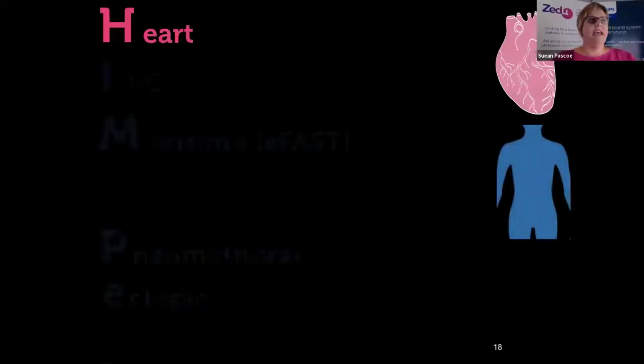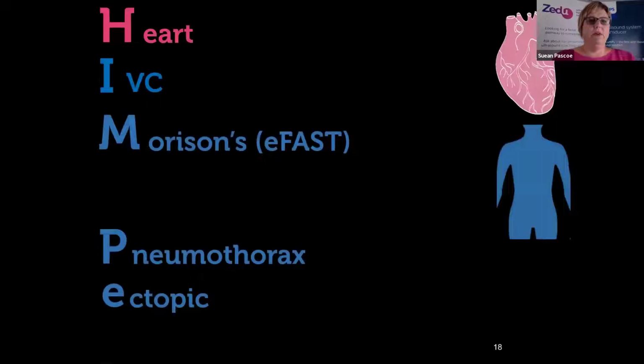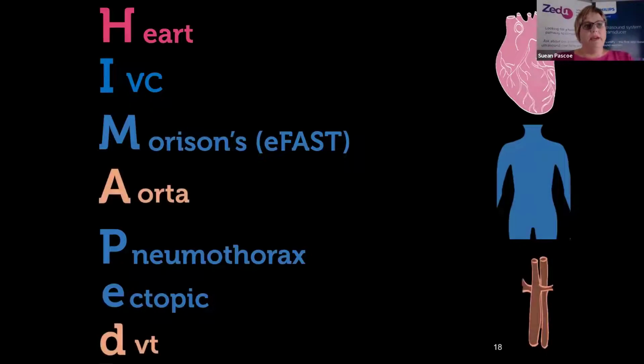So the pump is obvious, we're looking at the heart. When we look at the tank, we look at the IVC, and we look at Morrison's view, which is now part of an eFAST exam, but when this protocol was conceived, it was the FAST exam. We look for pneumothorax, and in that extended view, we're looking for an ectopic pregnancy. And when we're looking at the pipes, it's the aorta and DVT. Now, in Weingart's original HIMAP protocol, it didn't include DVT, and I was getting confused about whether the P is either pneumothorax or pipes, but it's actually two different approaches on how to look at this.